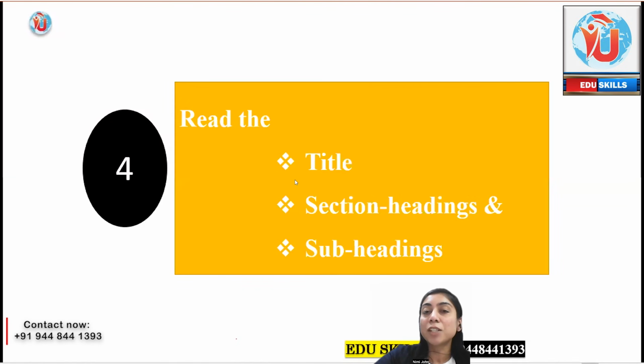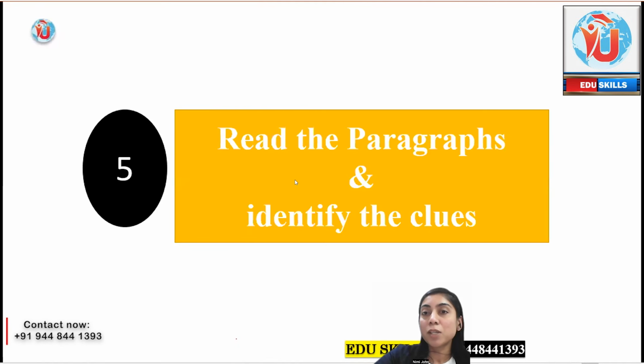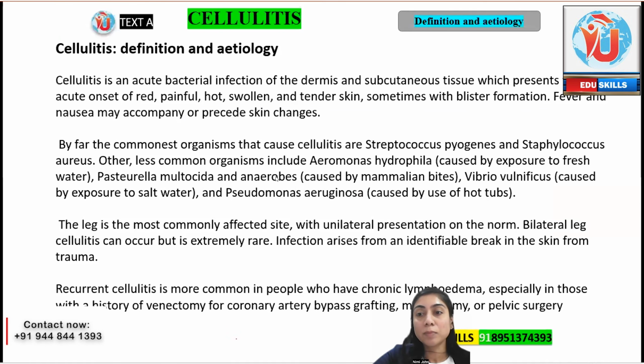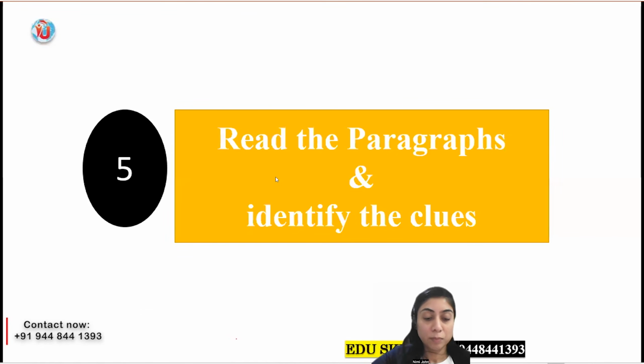First, read the title, section heading and subheading. I hope all of you have printed material. So you can take your printed material now. Then we will start to read the paragraph and identify the clues from the text. Are you ready? Yes, ma'am. Yes. So you can identify while I am telling.